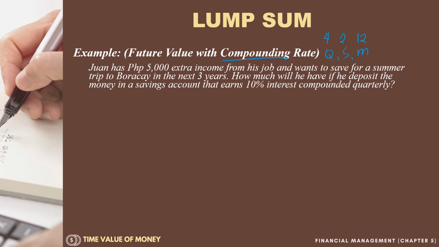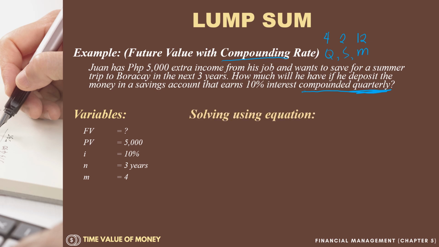Okay, so we will first examine the variables. Now this is the variable. So still we're looking for the future value here. And then our present value is the 5,000. And then our I, or the interest, is 10%. And N, which is the number of years, is 3 years. And here our M, which is the number of periods per year, is 4, because the interest is compounded quarterly here. So here we can solve this using the equation. Okay, so we will go straight using the equation.